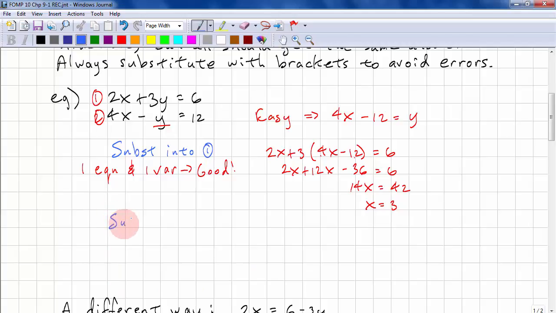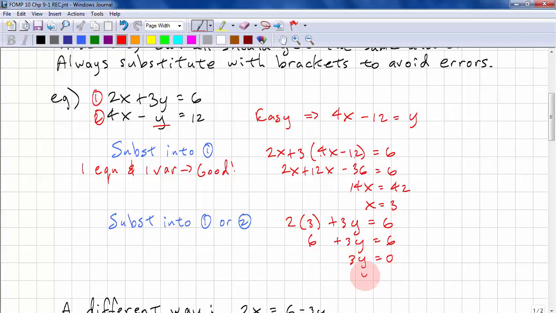Now we need to substitute, into 1 or 2. Doesn't matter. Whichever one looks easier. And I would say 1 looks easier. So 2 times 3 plus 3 times y equals 6. And 6 plus 3y equals 6. Move the 6 over to the other side, it becomes negative 6. So 3y equals 0, y equals 0. 0 divided by 3 is 0.